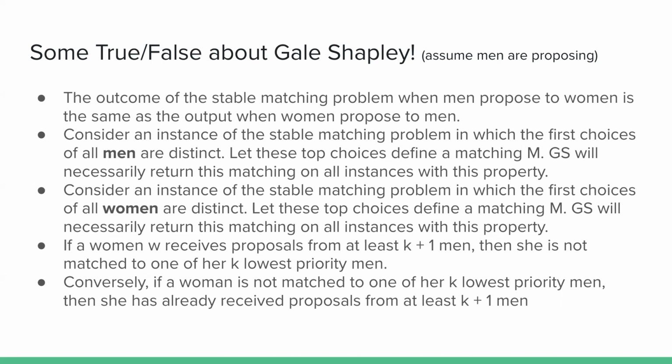If a woman receives proposals from at least K plus 1 men, then she is not matched to one of her K lowest priority men. Conversely, if a woman is not matched to one of her K lowest priority men, then she has already received proposals from at least K plus 1 men. True or false? Yep. Awesome.